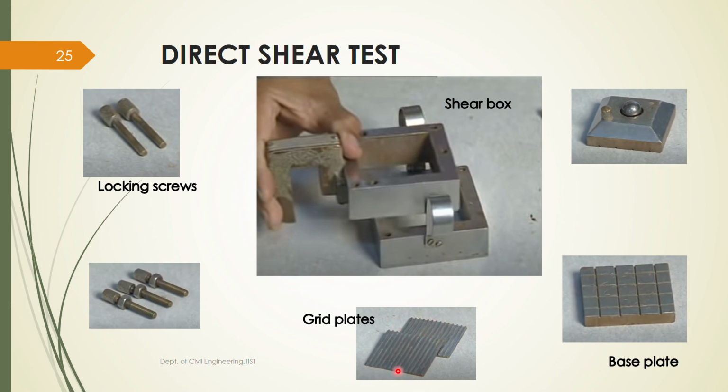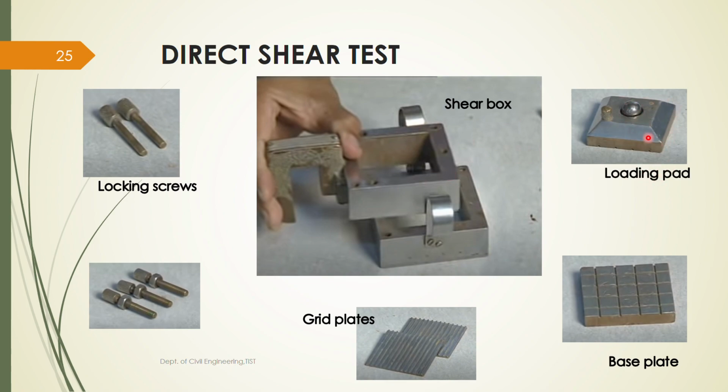These grooves should be perpendicular to the direction of shear displacement applied. If you are applying shear in this direction, the grooves should be in this direction, perpendicular to that. Okay. So one of the grid plates will be placed, and then on the top of the grid plate you will be filling the soil, and after filling the soil you will be keeping the second grid plate, and then on the top of the grid plate you will be placing the loading pad.